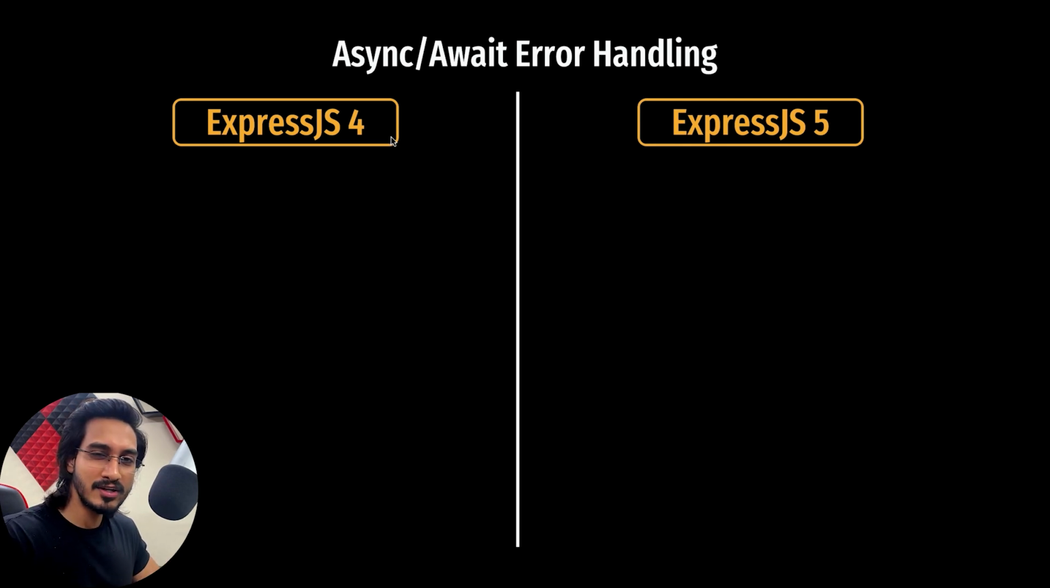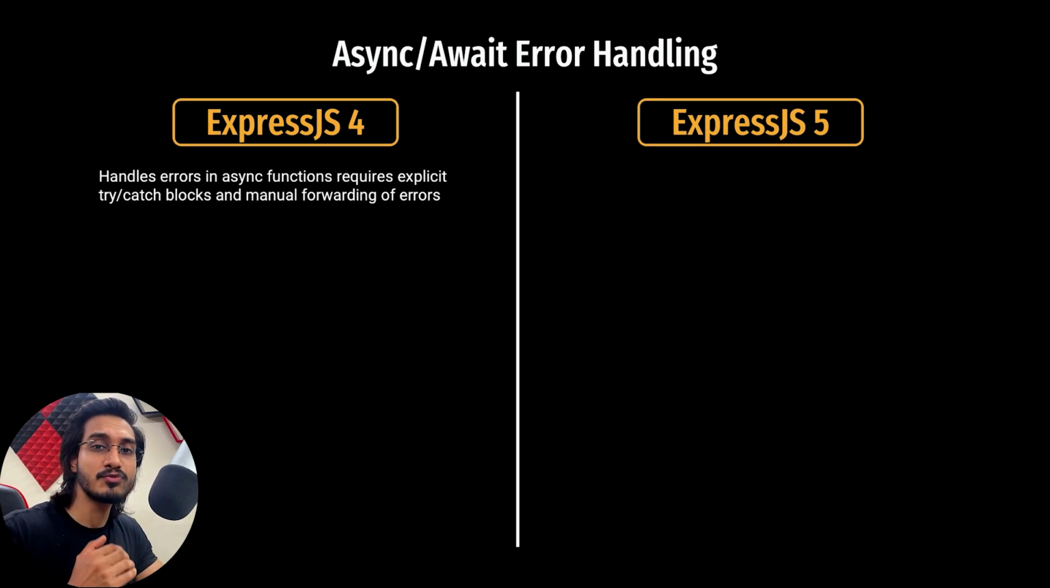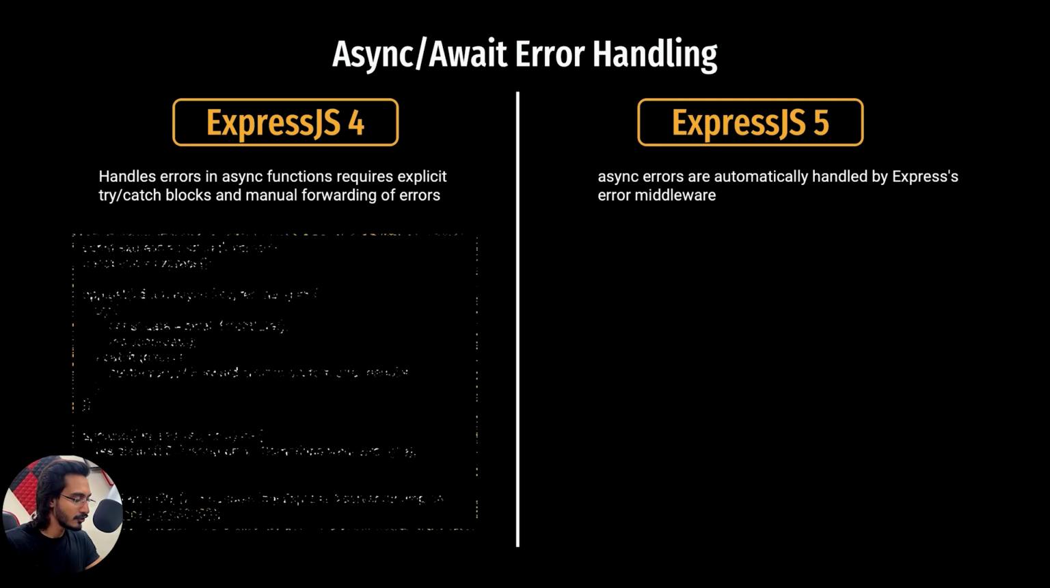Now in Express.js version 4, we used to handle the errors using the async await functions, but it was wrapped within the try-catch block. And errors were handled manually. But in version 5, we see error handling is done automatically. How that is done, we will see with the help of examples. So let's check out the example.